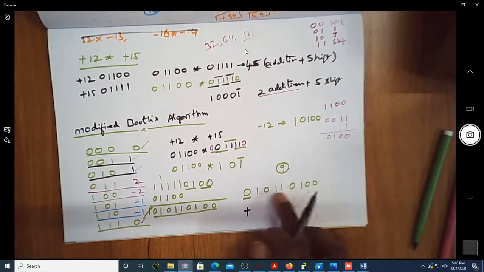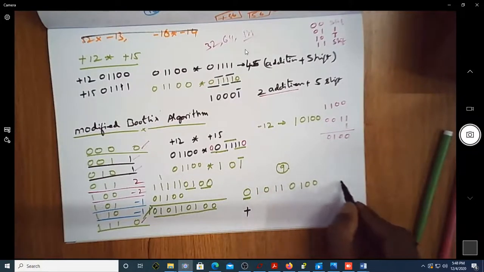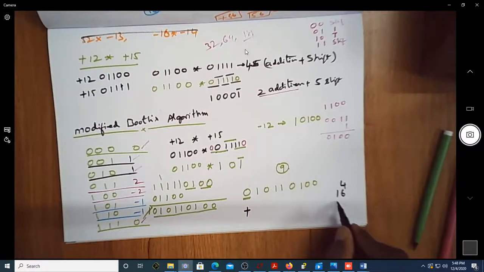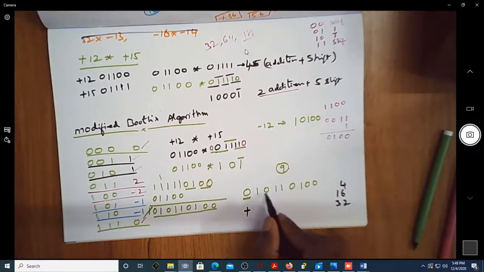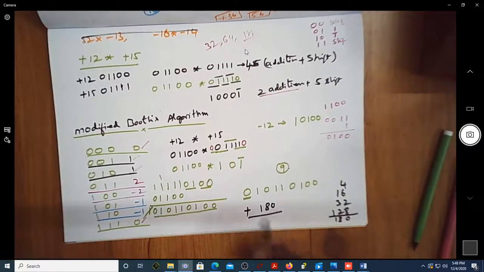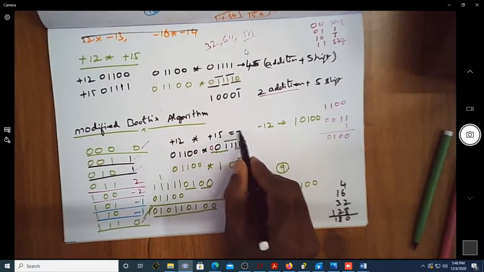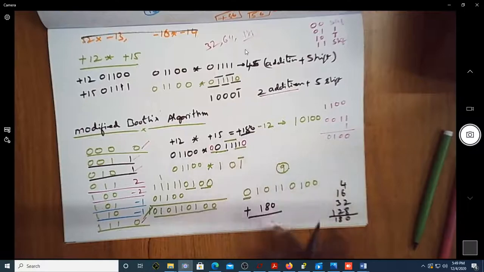If you find the decimal values of these binary positions, this happens to be 4 here, then 16 here, then 32 there, then 64, 128. So this is 128. Now this is 180. So of course we know that 12 into 15 happens to be plus 180. That's what is seen here.